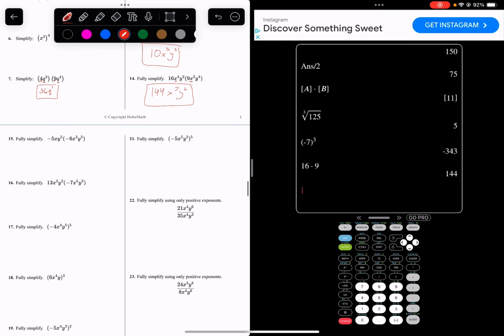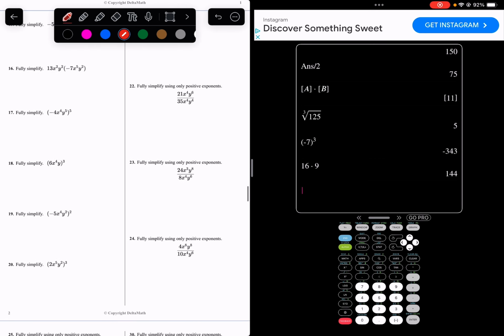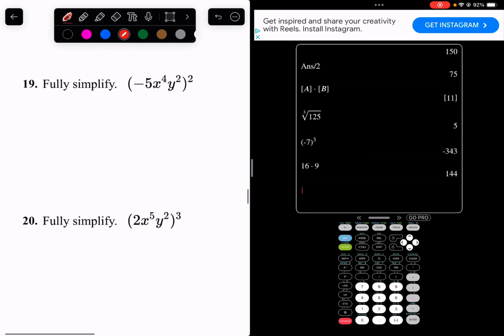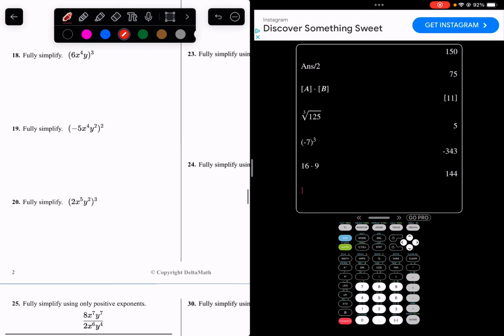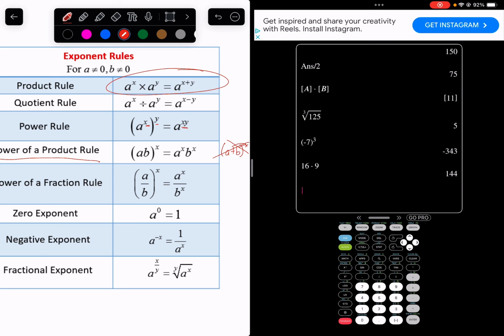Alrighty. Let's go try. What would be good ones here? All right, let's try this one. Again, we want to make sure, this one we're going to use, let's see, what was that called again? The power of a product rule.